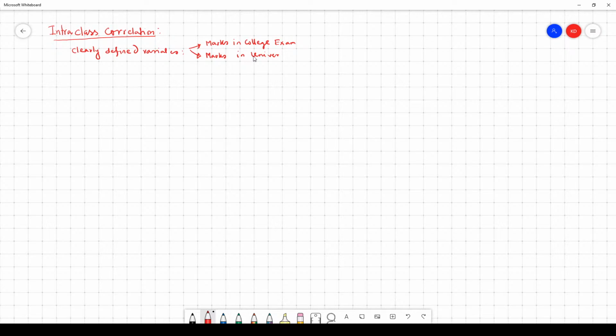So marks in college exam and marks in university exam for a group of students.